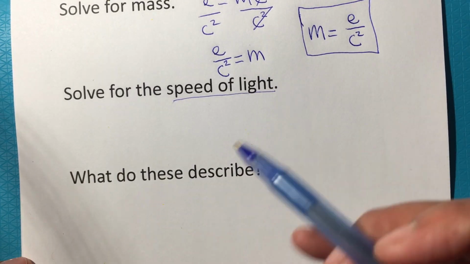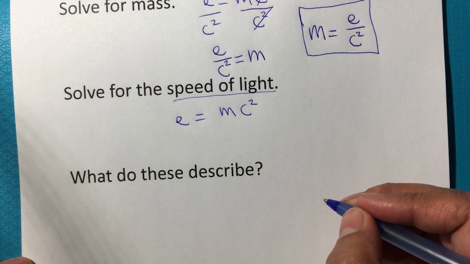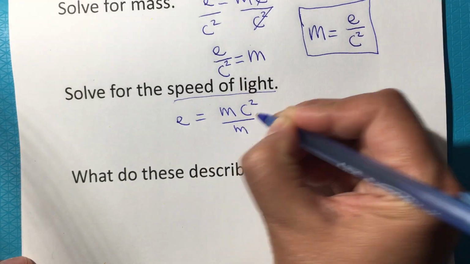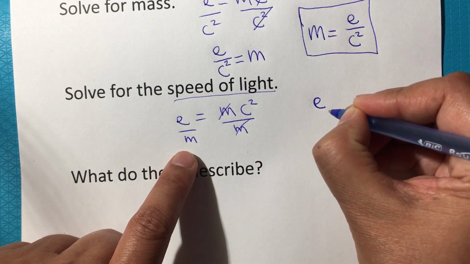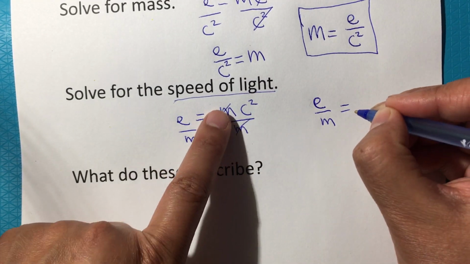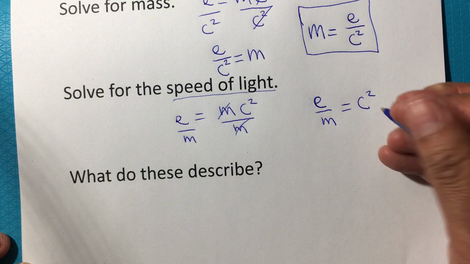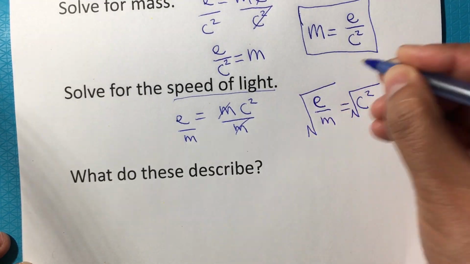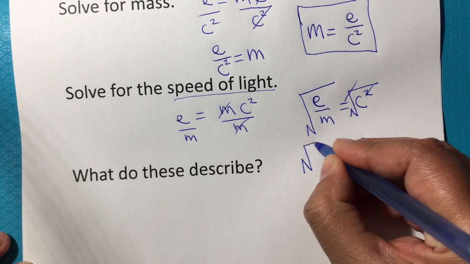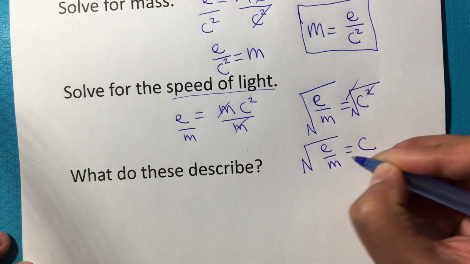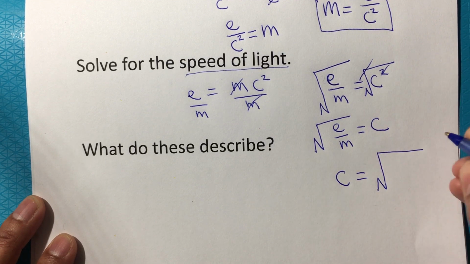Now what if it says solve for the speed of light? So we have E equals mc squared. Divide by m. This cancels, and I have E over m equals c squared. Since you're squaring, the opposite of square is the square root. You do that to both sides, and so the speed of light is equal to the square root of E divided by m. Again, you can leave it like that, or if it's better, you can switch it.